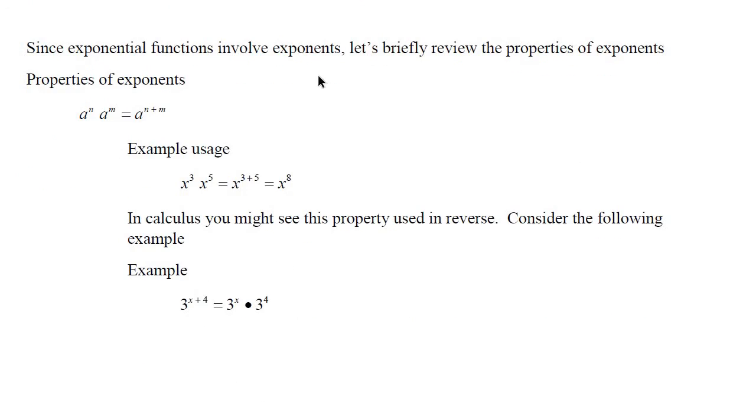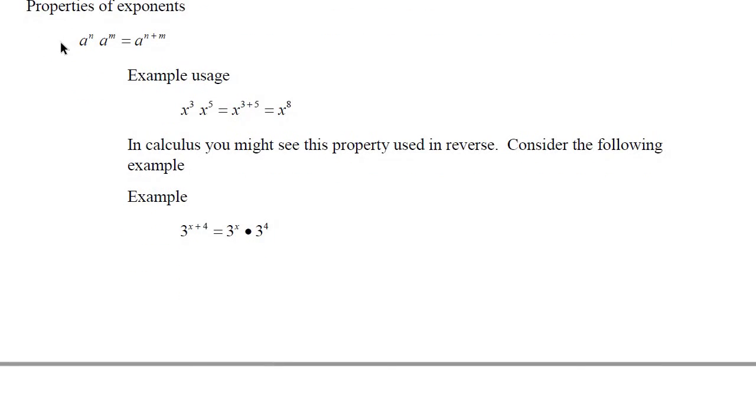Since exponentials involve exponents, let's briefly review the properties of exponents. This first property of exponents says a to the n times a to the m is equal to a to the n plus m. So an example usage: x to the third power times x to the fifth power is equal to x to the 3 plus 5, which gives me x to the 8th power. In calculus, and in this lesson, you could see this property used in the reverse.